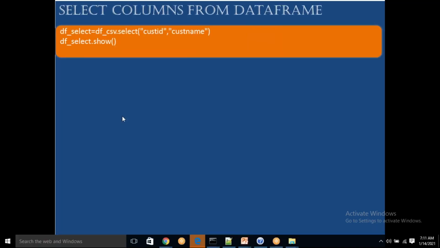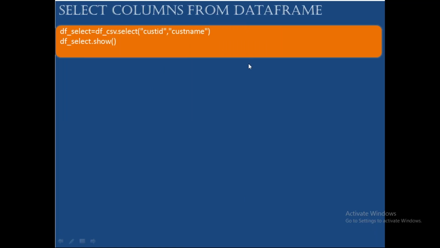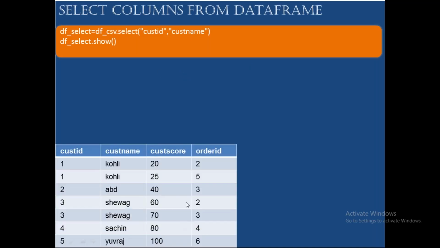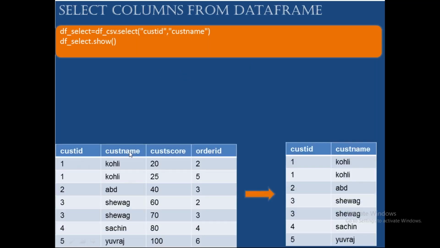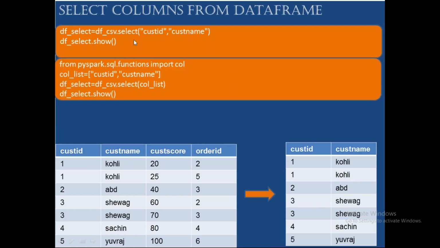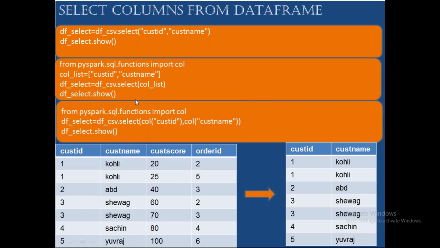Okay, now select columns from data frame. How to select columns from a data frame? You use df.select custid, custname. You have this entire data, out of which I'm just selecting custid and custname, so you will get only these two. You can also use this syntax, or you can take these column names in a list and pass this list to the select. The third way is you can use the col function to tell custid is a column, custname is a column. Please select custid and custname.